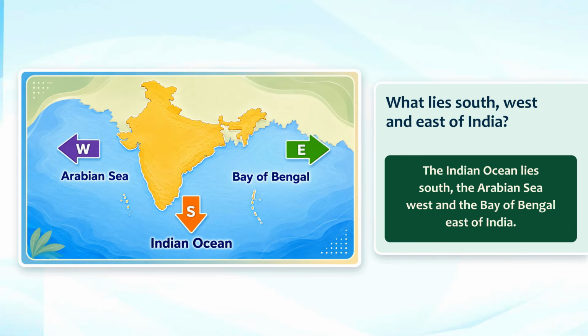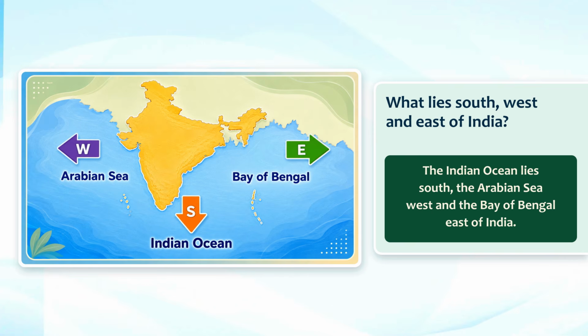Match each direction arrow with its label. What lies south, west, and east of India? The map directions arrange the answer. The Indian Ocean lies south, the Arabian Sea west, and the Bay of Bengal east of India. All three labels fit the connected water around the peninsula.